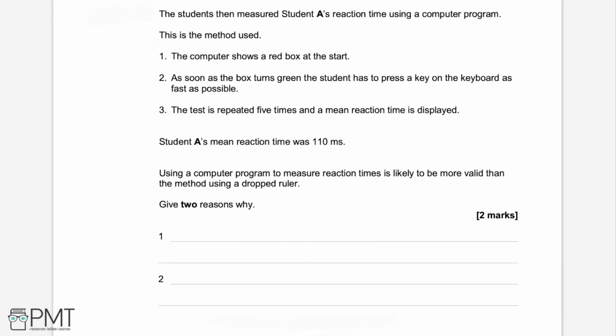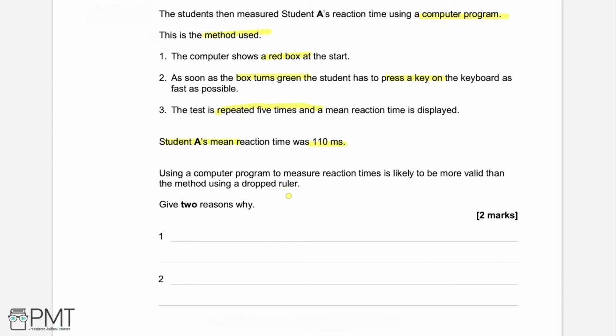The students then measured student A's reaction time using a computer program. This is the method used. The computer shows a red box at the start. As soon as the box turns green, the student has to press a key on the keyboard as fast as possible. The test is repeated 5 times and a mean reaction time is displayed. Student A's mean reaction time was 110 milliseconds.